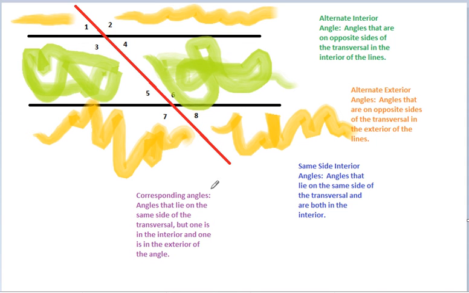And then our last word is corresponding angles. Corresponding angles are angles that lie on the same side of the transversal, but this time one angle is in the interior and one is in the exterior. So there's lots of examples of this. 1 and 5 are an example. 3 and 7. They're both on the same side, and one's in the interior and one is in the exterior. 4 and 8. And 6 and 2.